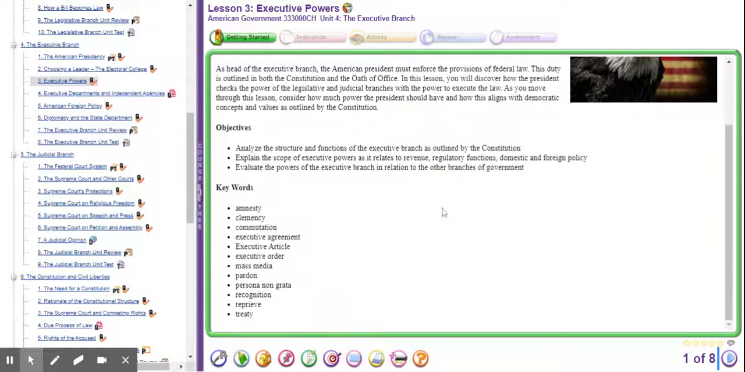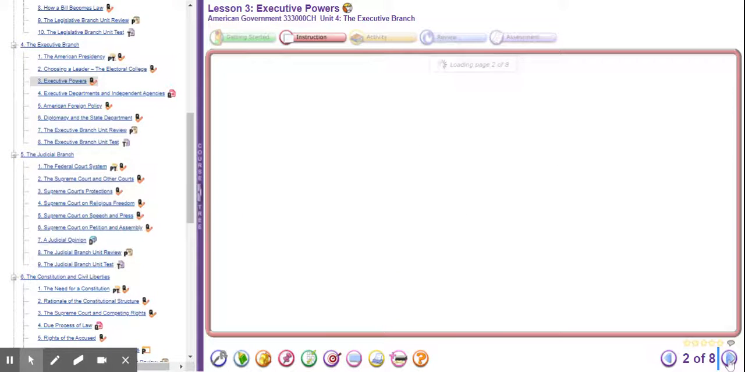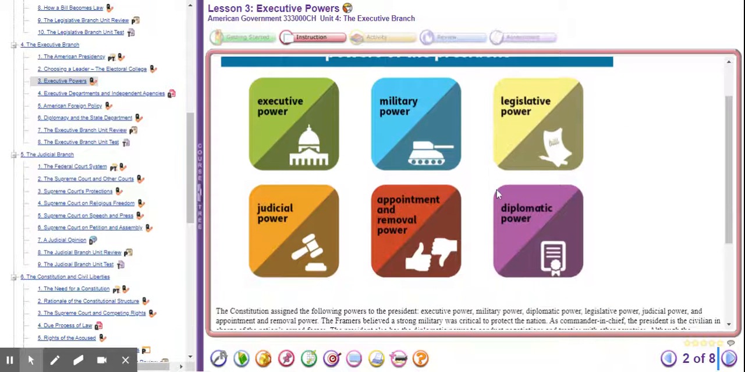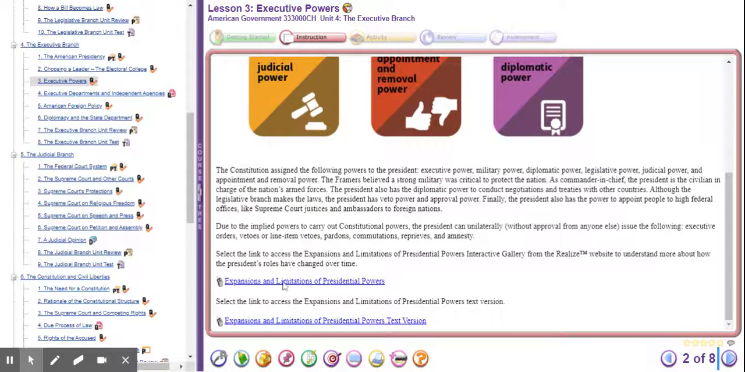Then we talked about executive power. What are all the things that the presidents can do? And then this is a really, really important graphic here. I would definitely take a look at this. These are all the different types of powers that the president has: executive power, military power, legislative power, judicial power, appointment and removal power, and diplomatic power. I would know what those are and be able to give examples of each of those. And if you read through this, it definitely talks about all of that.